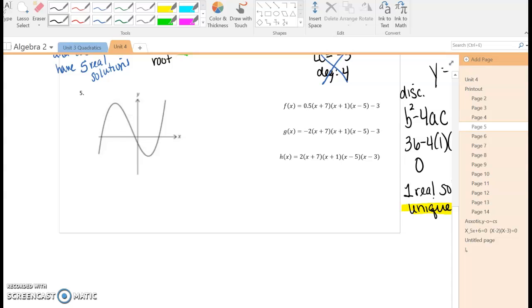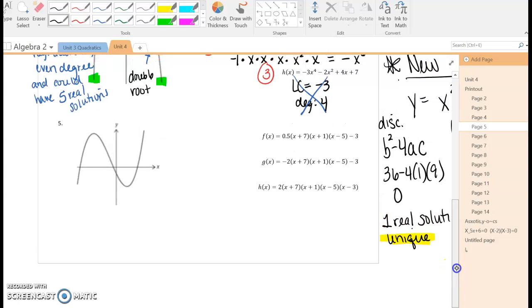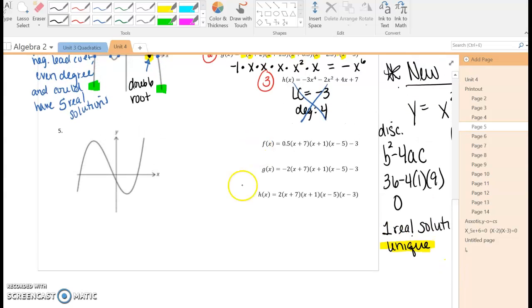Number 5, I look at this graph. Let's talk about what features it has so we can talk about which equations might work and which ones might not. This particular graph rises on the right, so that needs a positive lead coefficient. It falls on the left, so that means it should be an odd degree. And it has 1, 2, 3 unique real solutions.